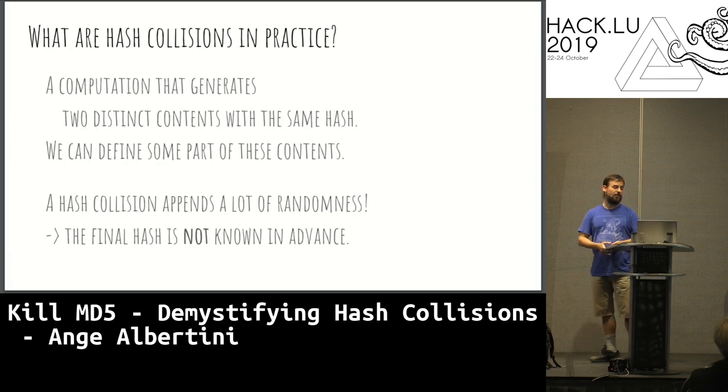So what is a hash collision in practice? It's a computation that generates two distinct contents with the same hash. And we can define some part of the contents. It's not about controlling the final result of the hash. A hash collision in practice involves a lot of randomness.